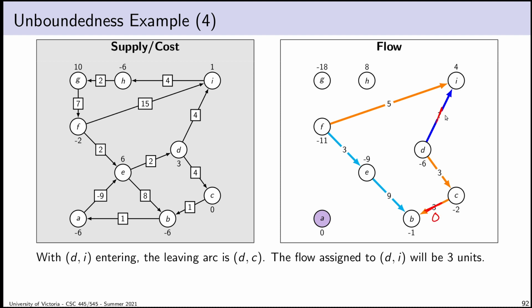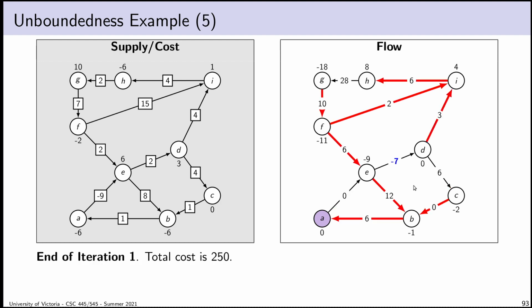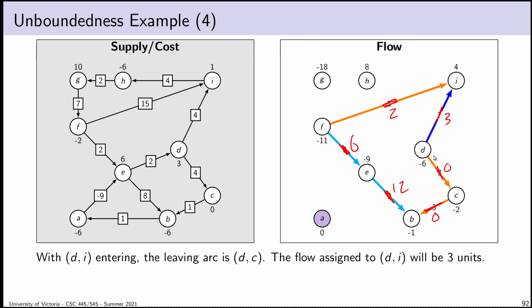It gets set to 0. This gets set to 3. This gets set to 0. This gets set to 2. This gets set to 6. And this gets set to 12. All right. Okay, so I have this. Oh, whoops. Okay, sorry. So this will be my leaving arc.